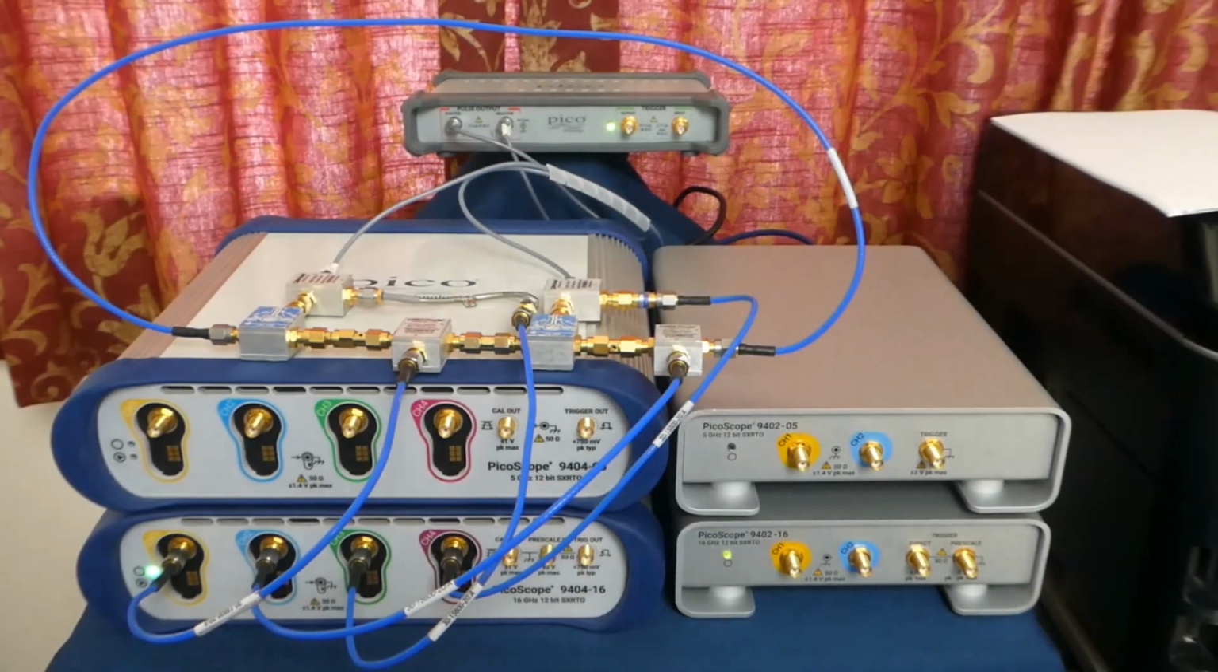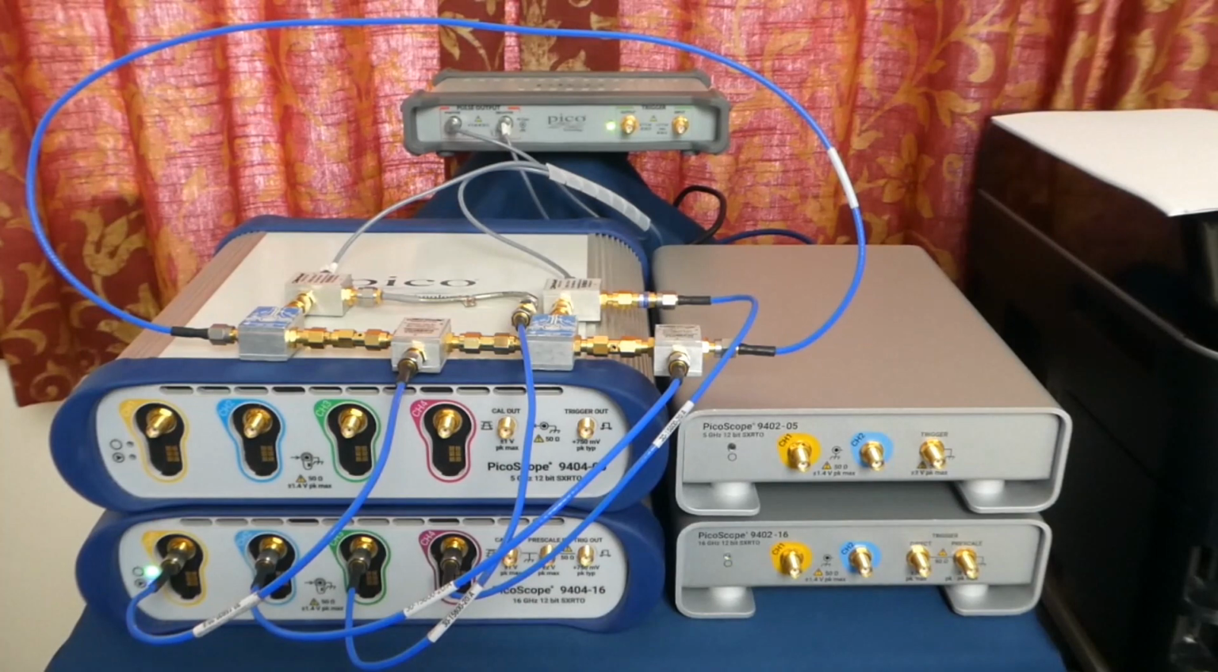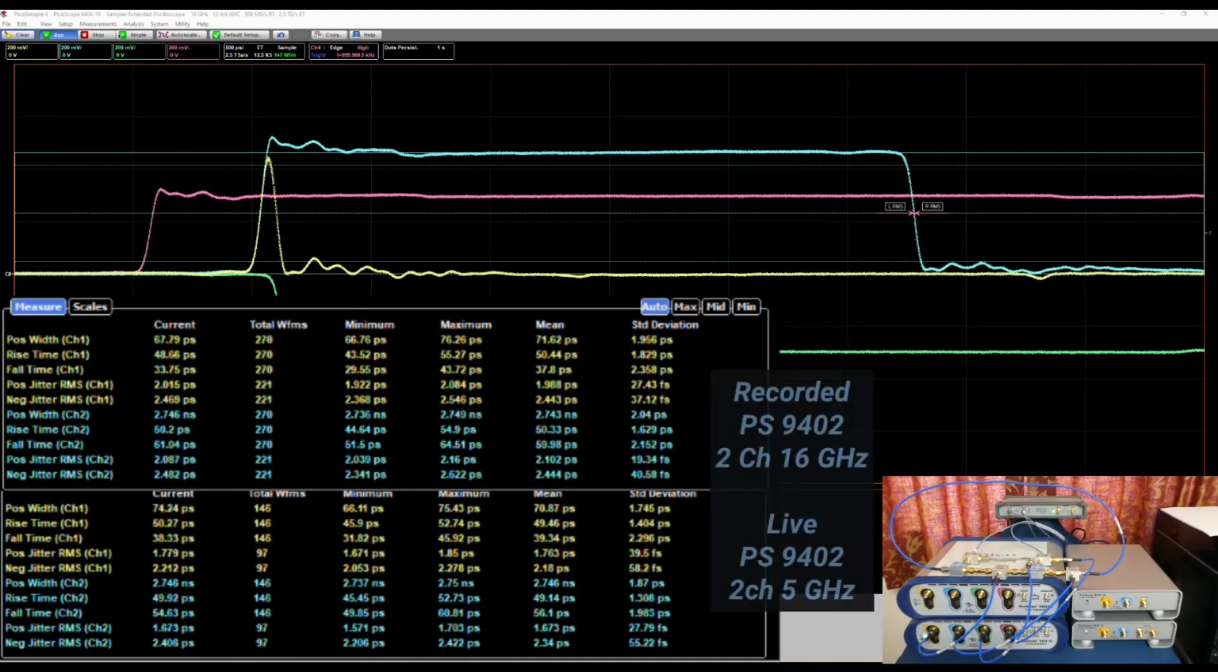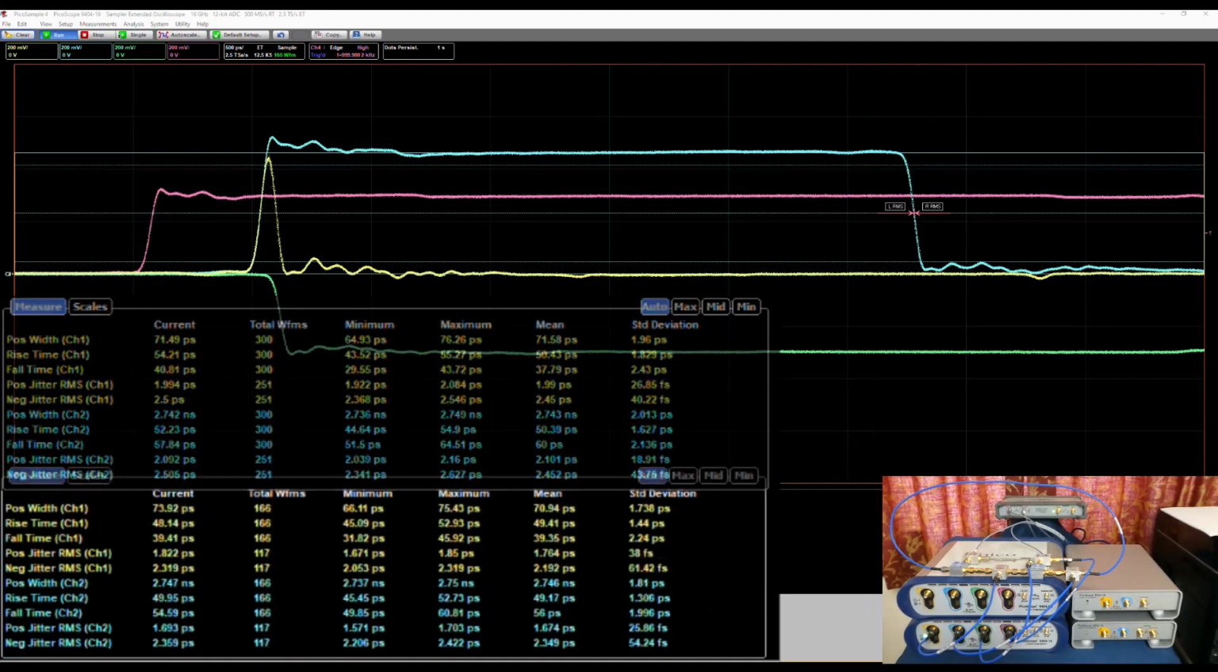Of course, if we want to see more detail of what's going on, then we might have to move across to our four channel model. And this is the four channel 16 gigahertz model. And just for your own comparison, I'm going to bring up all these measurements on this model. And I think you're going to agree we've got considerable match between the two units, both in terms of measurements and in terms of pulse response.